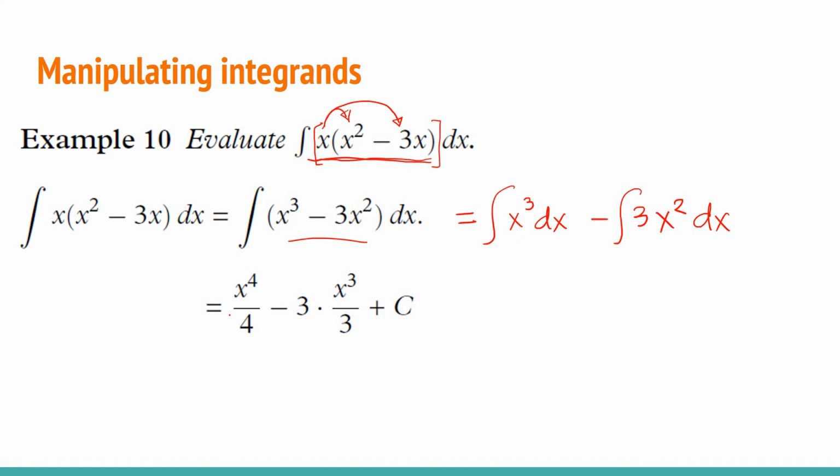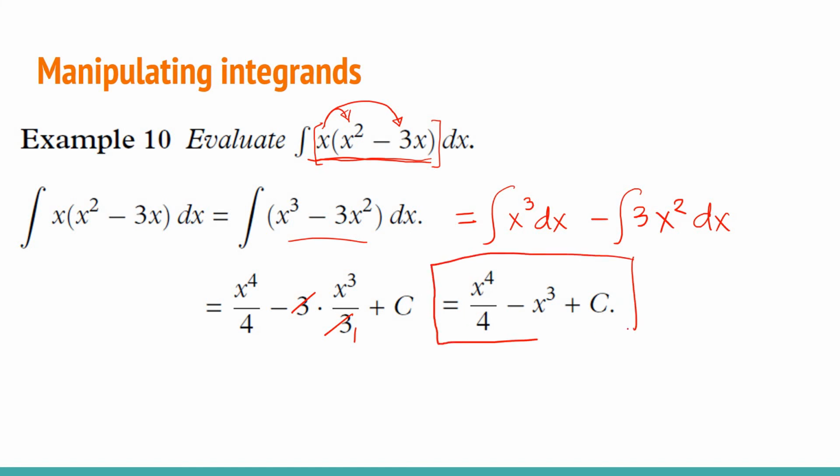So the answer is x raised to the power of 4 divided by 4 minus 3 times x cubed over 3. So the 3 here can be cancelled. It will become 1. So the final answer is x raised to the power of 4 divided by 4 minus x cubed plus c.